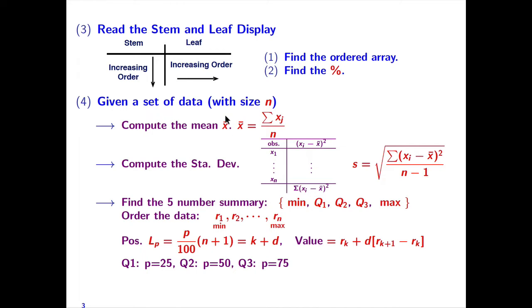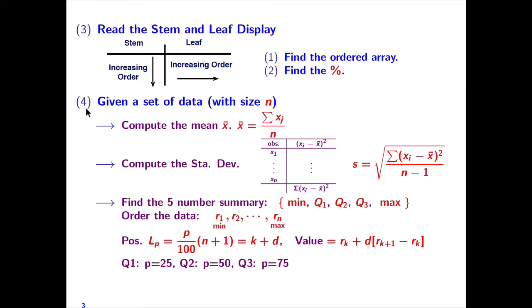Number 3, you need to know how to read the stem and leaf display. You follow those 2 steps. Step number 1, you find the ordered array based on your stem and leaf display. And then step number 2, you need to find the percentage distribution.